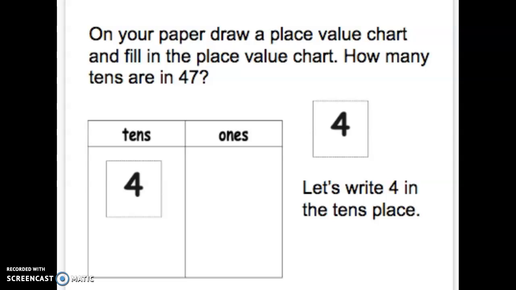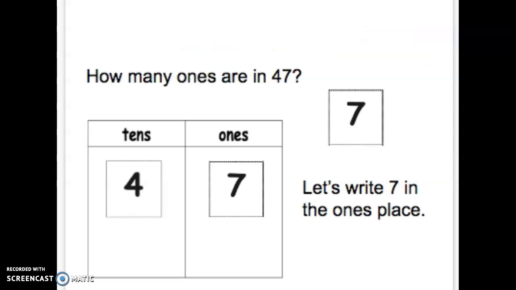Now on your paper, I want you to draw a place value chart with your tens and your ones. Fill in that chart and tell me how many tens are in the number 47. If you look at the number 47, you have 4 tens, so write the number 4 in the tens place. How many ones are in 47? If you look at the digit that's in the ones place, you will see there are 7 ones, so you will write the number 7 under the ones place on your place value chart.